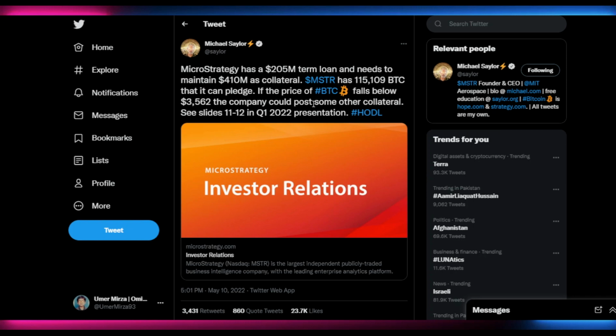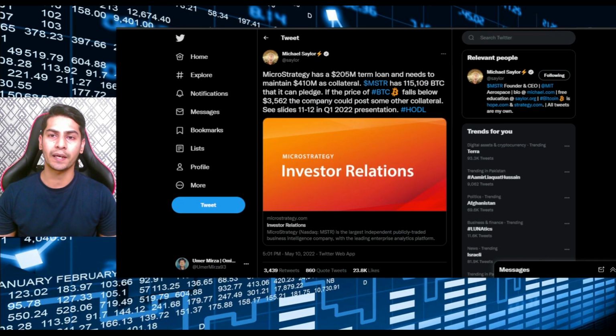The company could post some other collateral. So they still have a lot that they can afford right now in these markets. Basically what he's trying to say is, if the market does break below approximately $3,500, then they're probably going to be having some kind of loss. Now if we get back into the business, and that has to be bubbles.